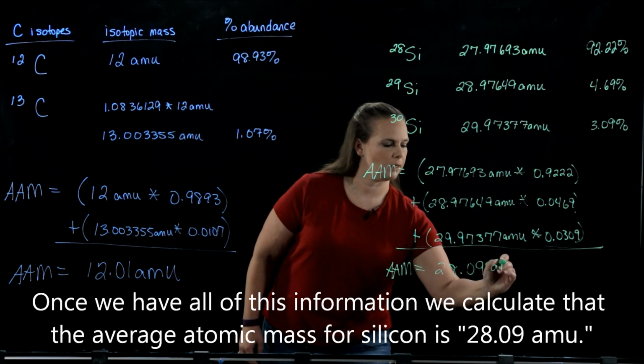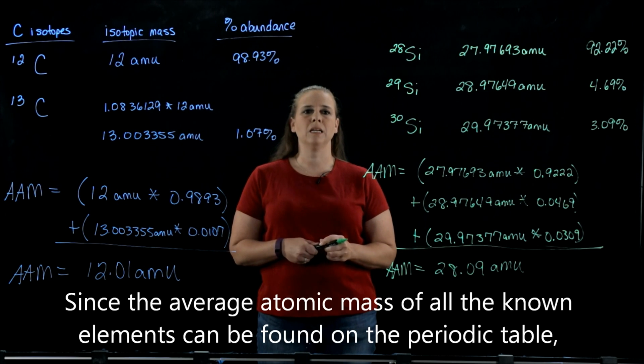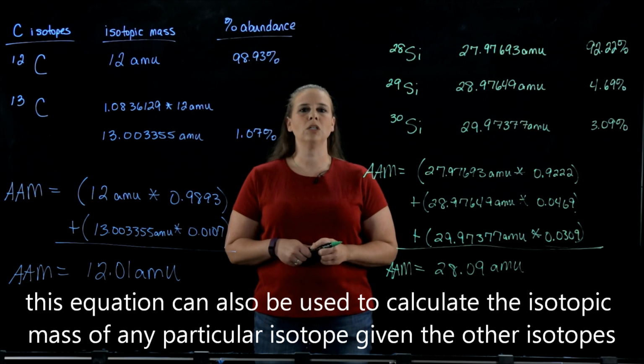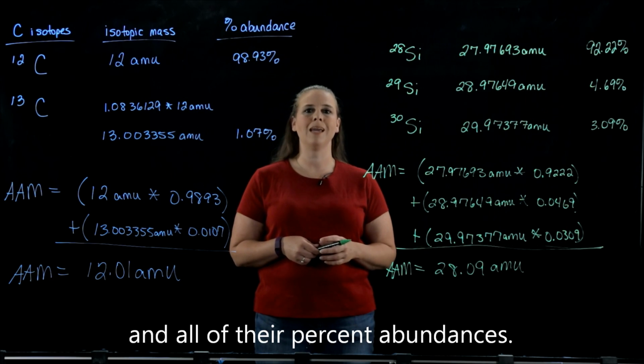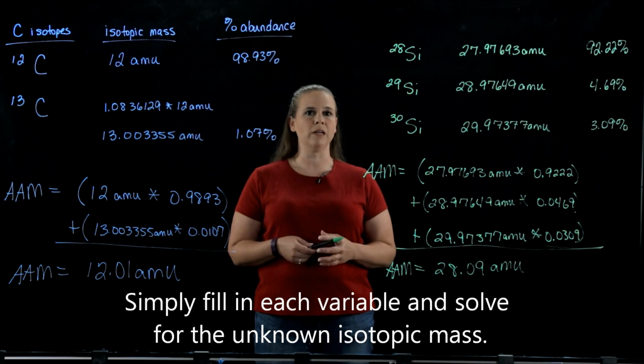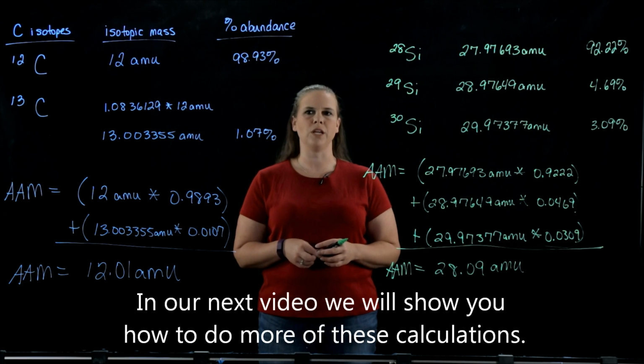Since the average atomic mass of all the known elements can be found on the periodic table, this equation can also be used to calculate the isotopic mass of any particular isotope given the other isotopes and all of their percent abundances. Simply fill in each variable and solve for the unknown isotopic mass. In our next video, we will show you how to do more of these calculations.